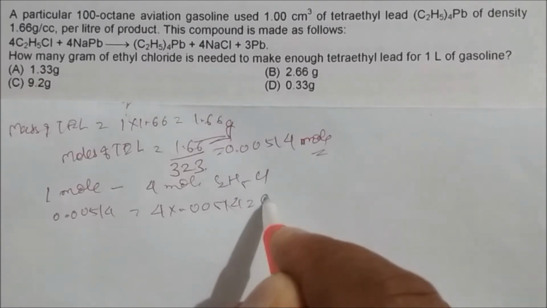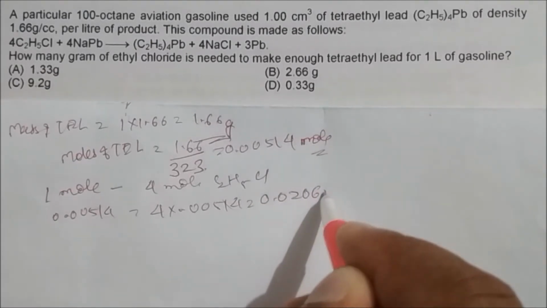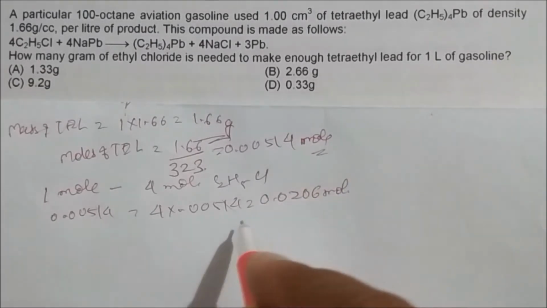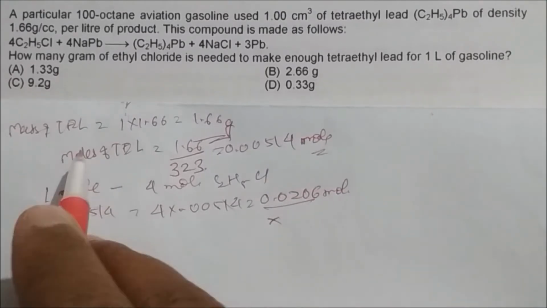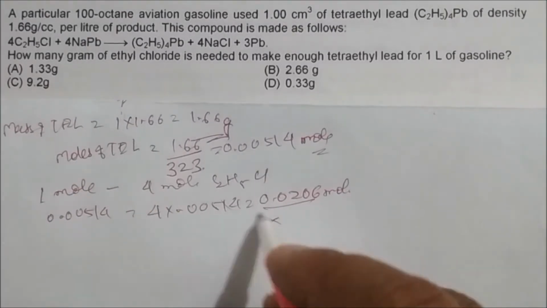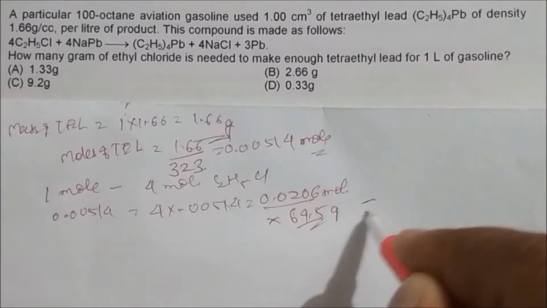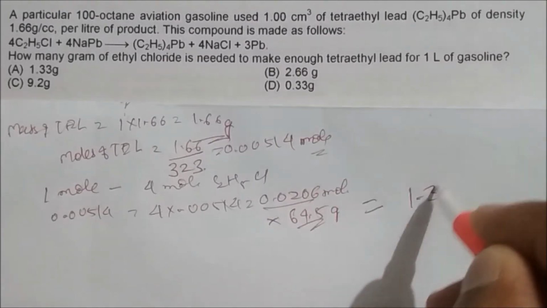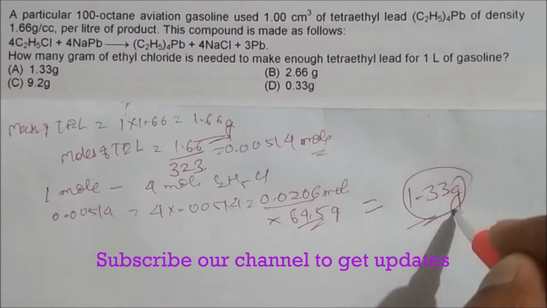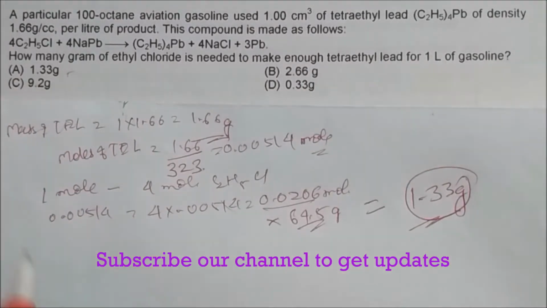So 0.0206 moles are required. Now if you multiply this by the molar mass of ethyl chloride, which is 64.51, and solve it, you will get 1.33 gram. So this is the answer. Answer A is correct.